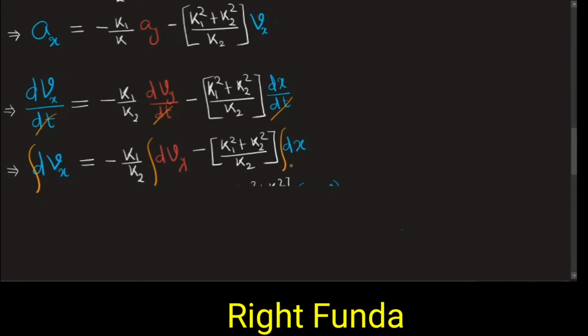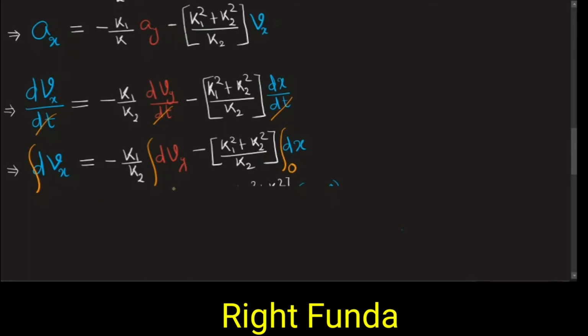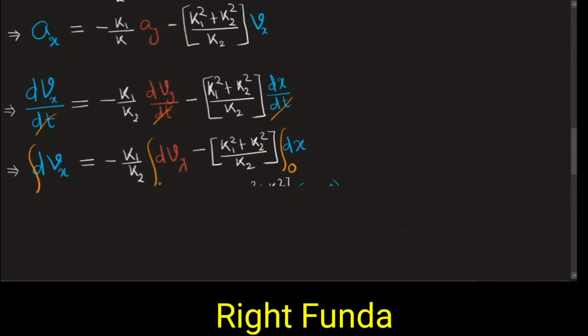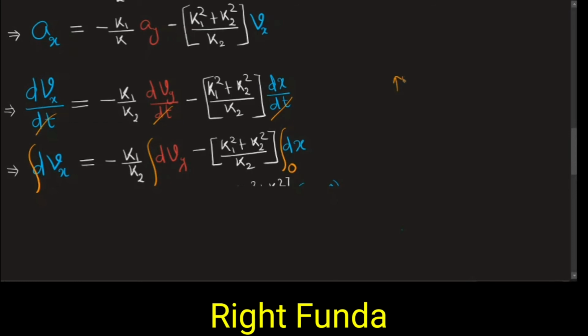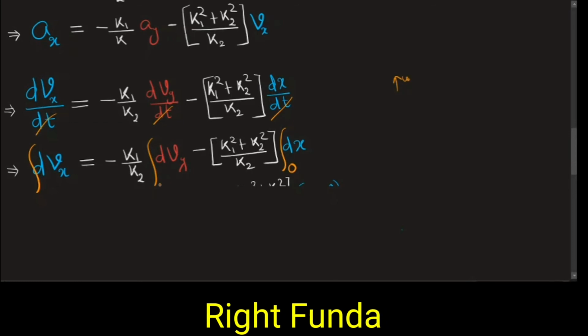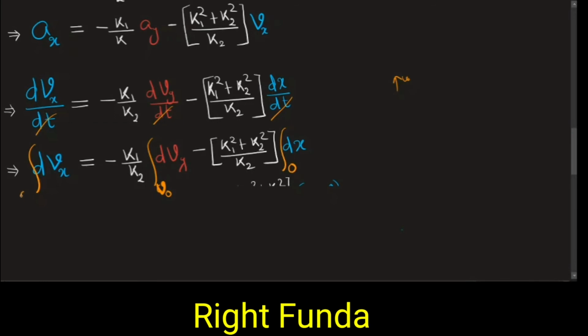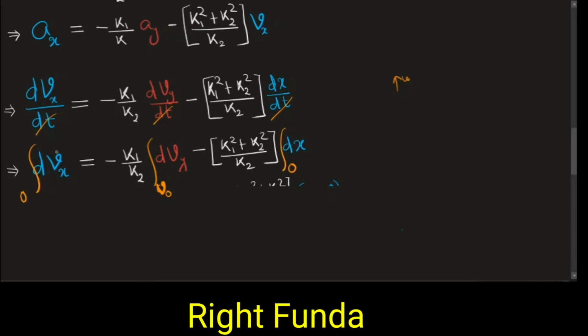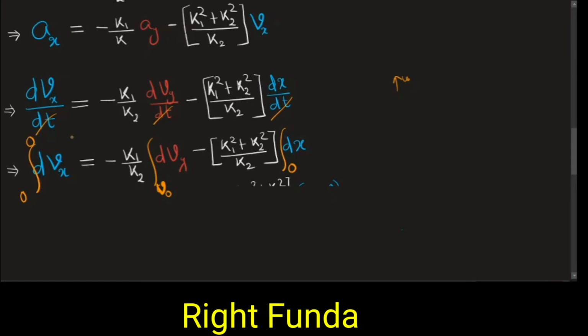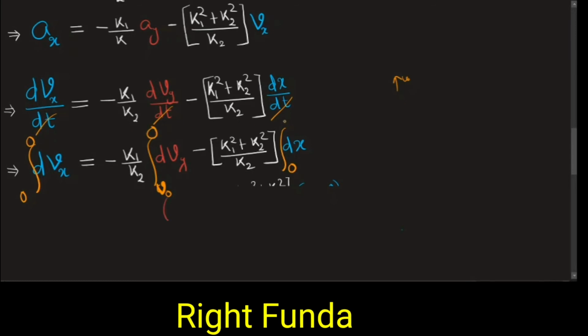Initially, at the particular origin, the x coordinate was 0. At that time the y component of velocity was v naught, because initially it was projected like this, and there is no velocity in the x direction, so vy was equal to v naught and vx was equal to 0. The question is asking: when the particle comes to rest, meaning vx equals 0 and vy equals 0, what will be the x coordinate?